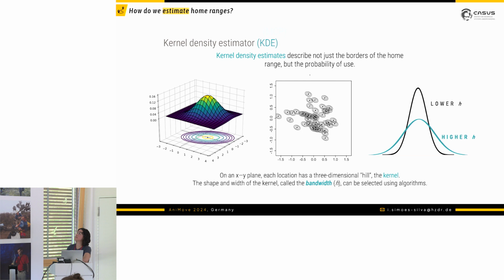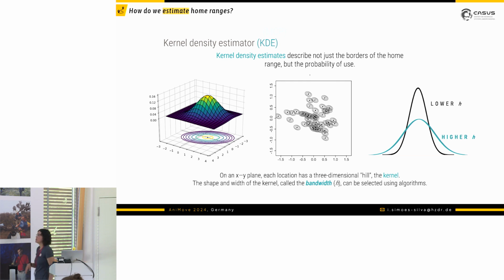So that's what the kernel density estimator was trying to fix a little bit by describing not just this extent of an area of use, but going beyond it and the intensity of use, right, the probability of use. So it's very basic the way it works in the background. At each location, you created this three-dimensional hill, which is the kernel. And it's the shape or width of the kernel, which essentially is based on this bandwidth H value that determines how wide or how narrow it is, right?